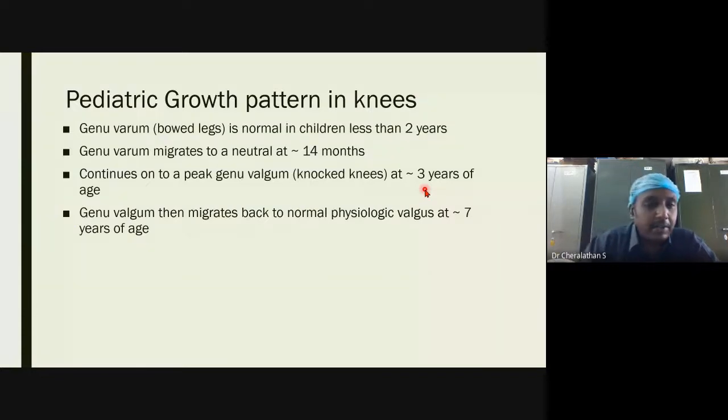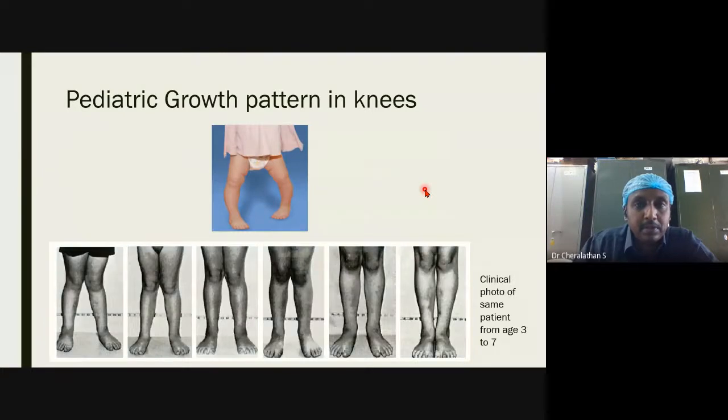Okay, we will see it shortly. We don't need to waste time, right? So the normal alignment between femur and tibia is valgus. Hope you all agree to it. So the physiological normal valgus is usually achieved at the age of 7 years. Okay. This is a pictorial representation of the same slide.